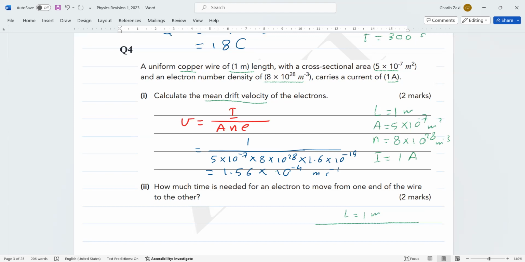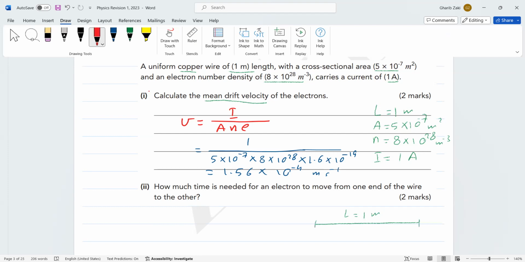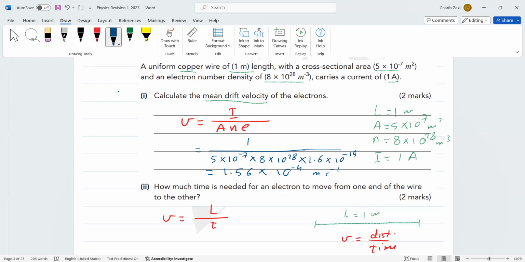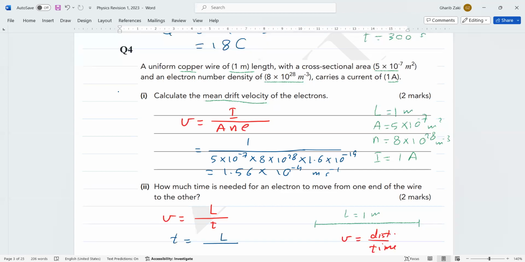We need the time. Which formula do we use? We use that V, the velocity, equals the distance over the time. So V equals the length of the wire over the time. Rearrange the equation: the time needed equals the length of the wire divided by V. Which V? The drift velocity that we got before. The length of the wire is 1 meter. The drift velocity is 1.56 multiplied by 10 to the power negative 4.